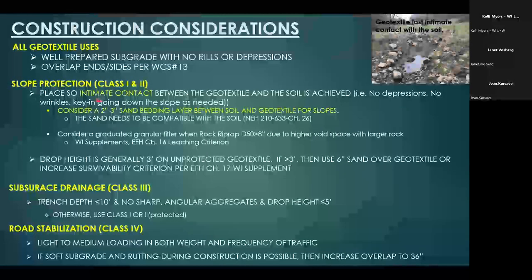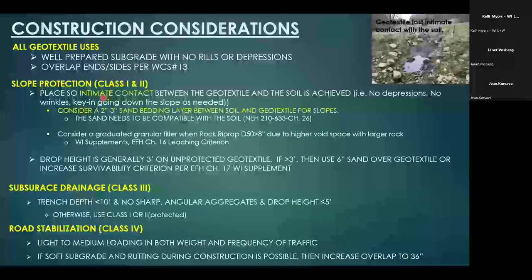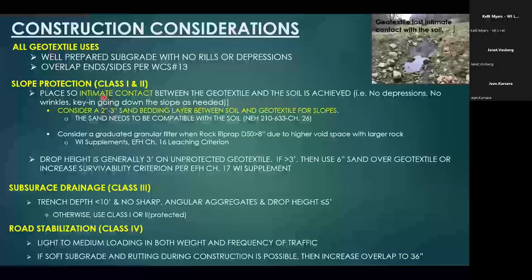So intimate contact is really important between geotextile and the ground below it. Don't have depressions, don't have wrinkles. Key it in, and on things like this and on riprap, you want to key it in as you're going down the slope. That's a great idea to key it in as you go down the slope. It just keeps it taut so that it's keeping good contact with the soil. Intimate contact is so critical with geotextile.